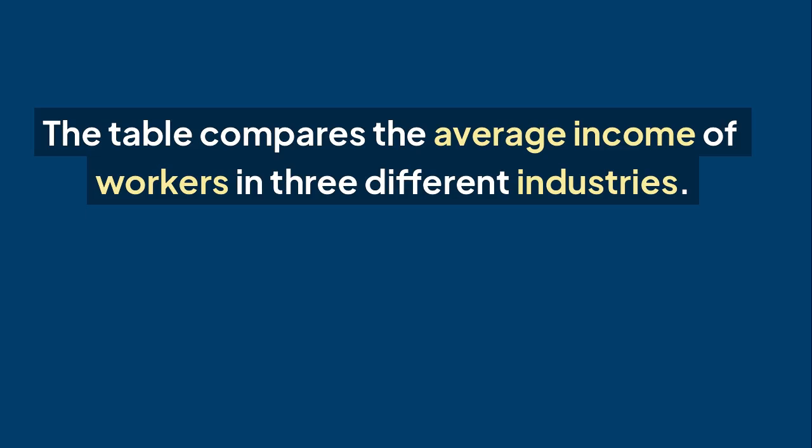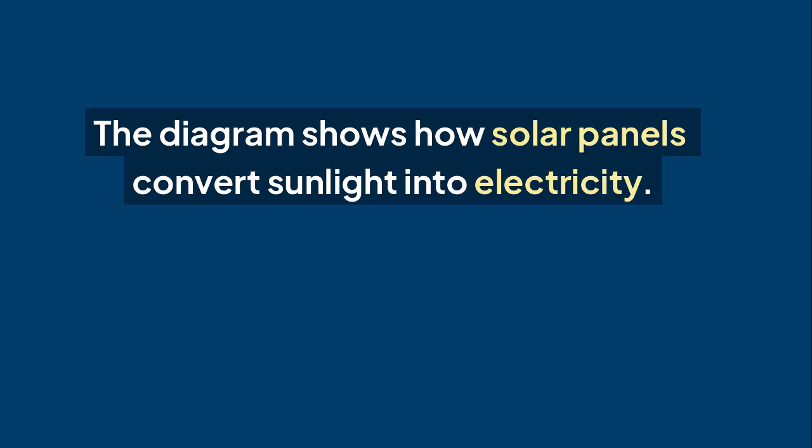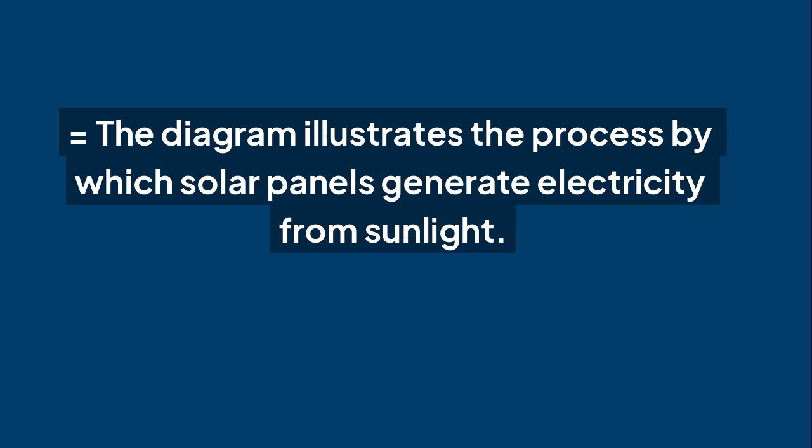The table compares the average income of workers in 3 different industries. Equals the table displays a comparison of the median earnings of employees across 3 industries. The diagram shows how solar panels convert sunlight into electricity. Equals the diagram illustrates the process by which solar panels generate electricity from sunlight.